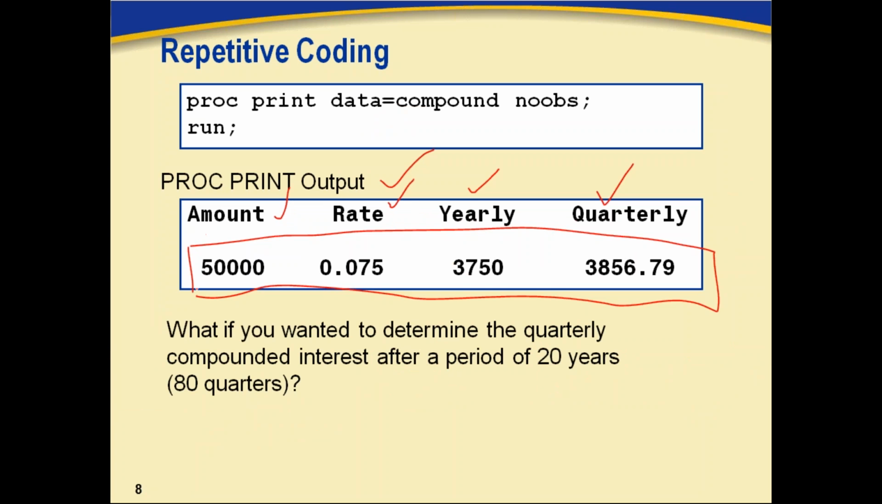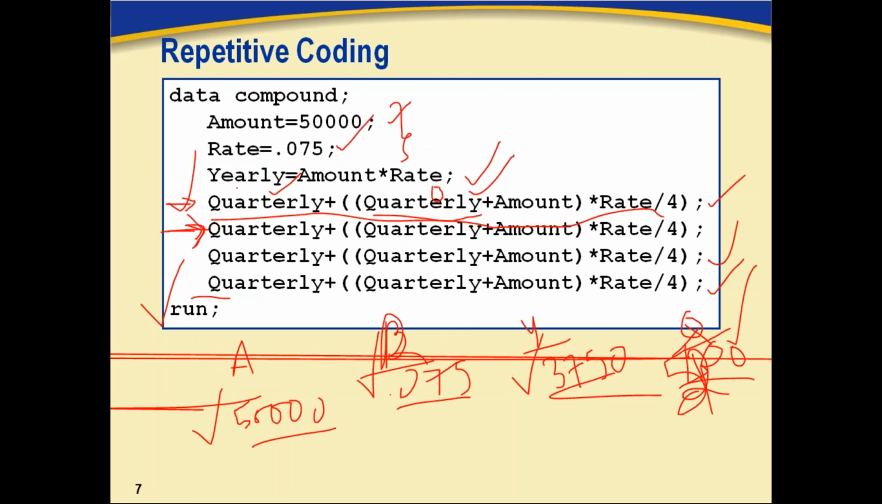So if you invest $50,000 with a 7.5 interest rate, let's say interest is calculated on a yearly basis or compounded yearly, then you'll get $3750 as interest. But if you say compounded quarterly, you'll get $3,800. And what if you want to determine the quarterly compound interest after a period of 20 years? Let's say you wanted to do the same thing for 20 years. This is for 1 year, this is for 1 year, this is for 1 year.